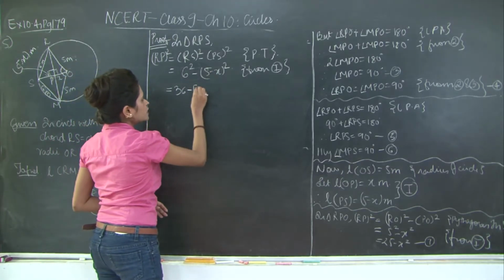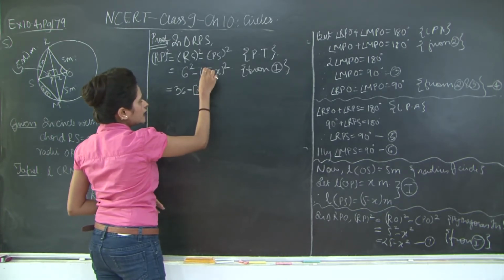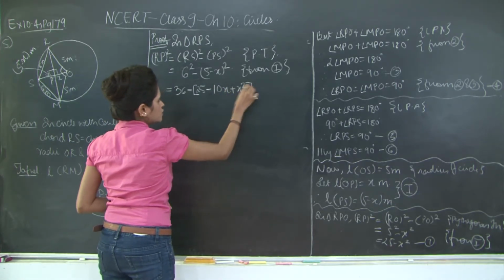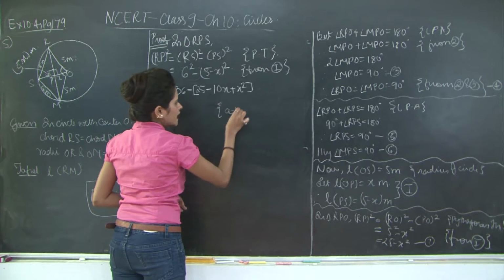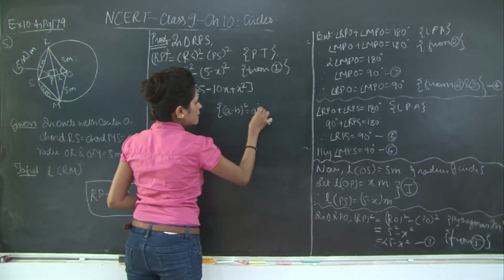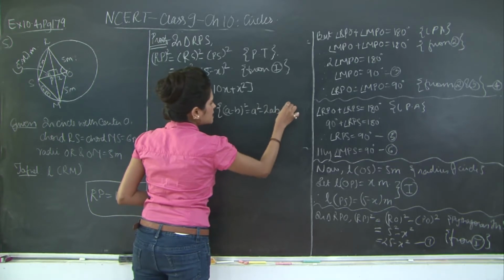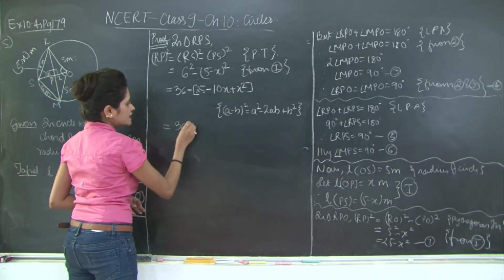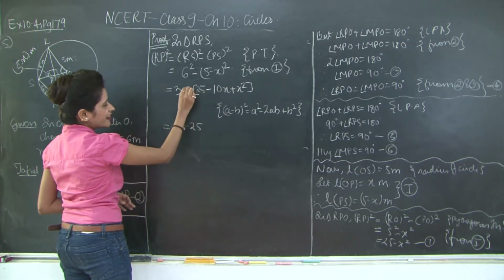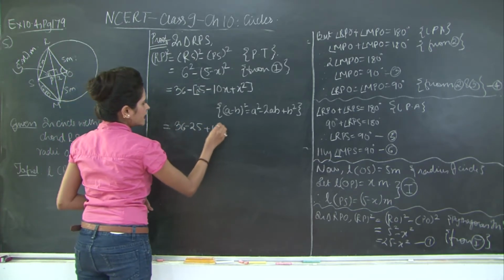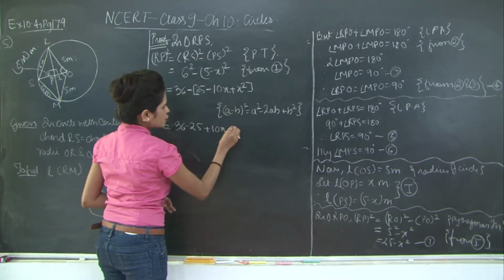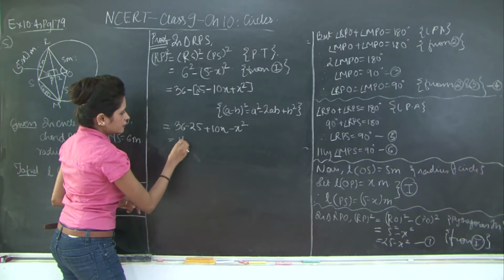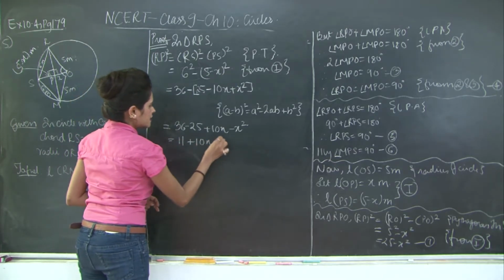So A square is going to be 5 square, which is 25, minus 2AB would be minus 2 into 5 into x, which is 10x, plus B square, which is x square. So I'm just writing the formula here for your reference. A minus B the whole square is equal to A square minus 2AB plus B square. Right? Now this is therefore equal to 36 minus 25. You're opening the bracket, so this is minus 25. Minus into minus is plus, so plus 10x. Then minus into plus is going to give me minus. So 36 minus 25 is going to be 11 plus 10x minus x square.